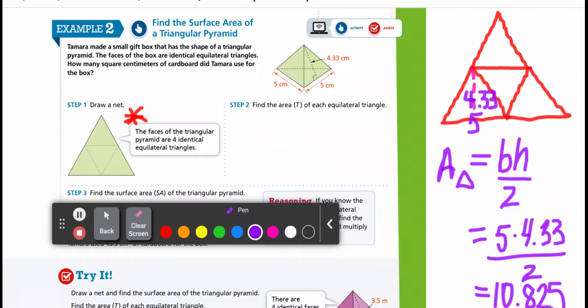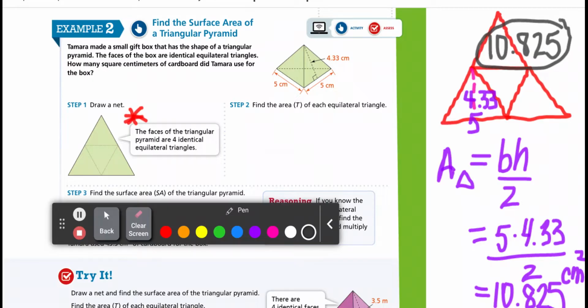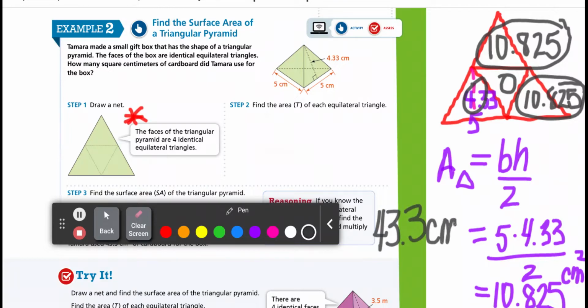10.825 centimeters squared. So that tells us that one of these triangles is 10.825. Circle it. I have it 4 times. I have it in here. I have it in here. So we have 4 of those 10.825s. So you could either add it up 4 times or we can just multiply it times 4. The area of this triangular pyramid, you should get 43.3 centimeters squared.